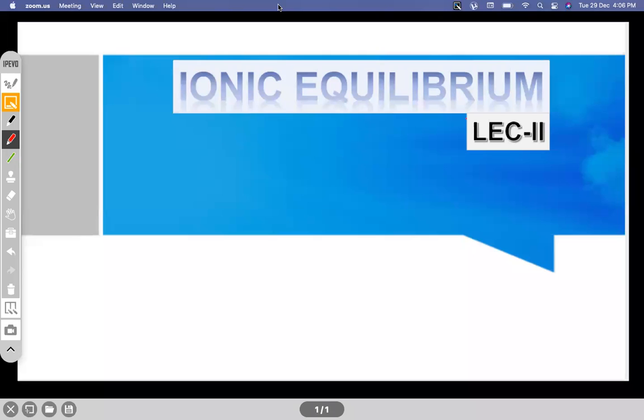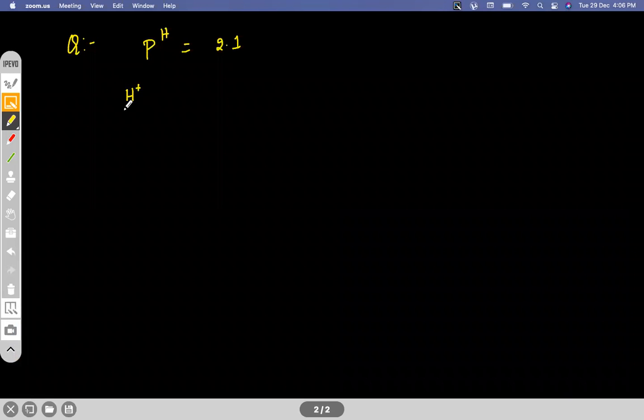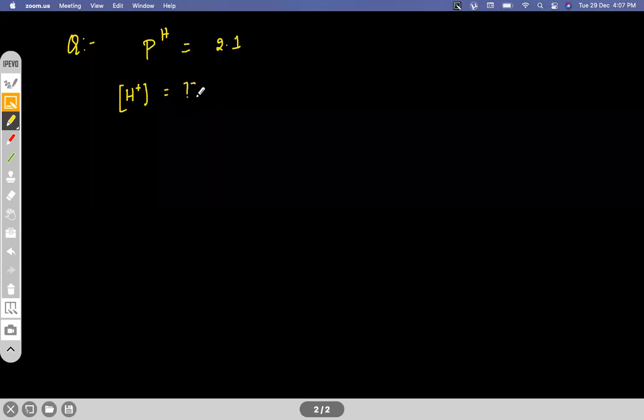Yes, so last class we had discussed the leveling effect of water, okay? And I asked you to find out the H plus concentration if pH is given as 2.1. Almost all of you have tried. So the last question that we were discussing is, suppose the pH value is given. I've given you this value 2.1. What is the concentration of H plus? Concentration of H plus you need to find out.